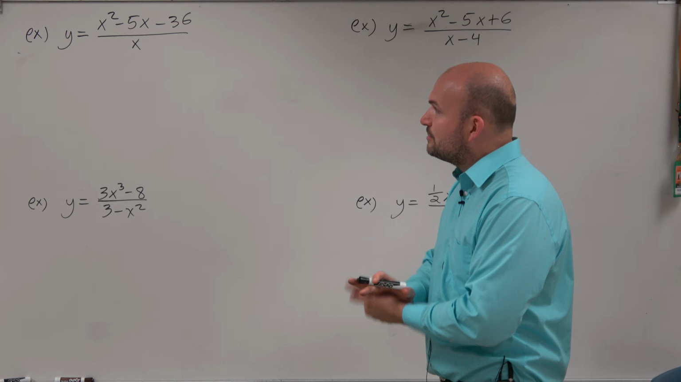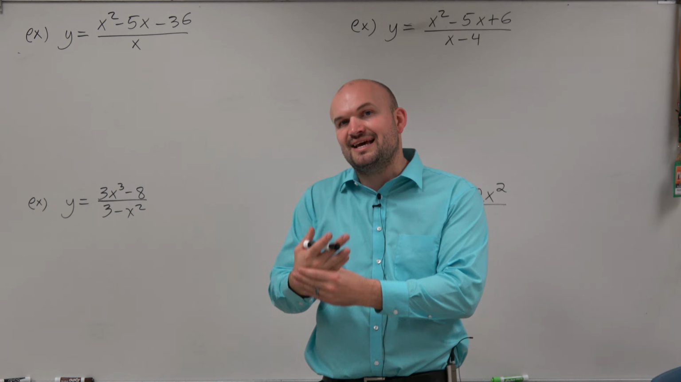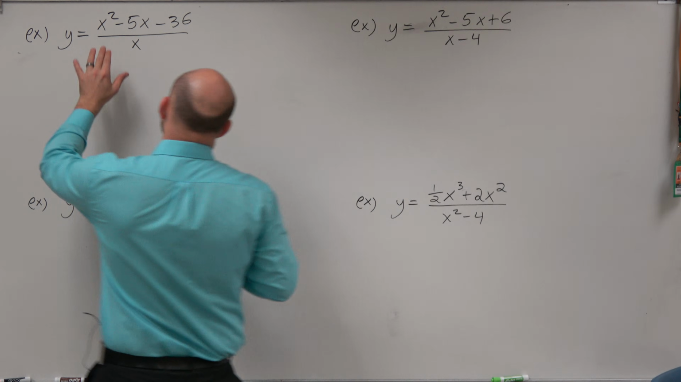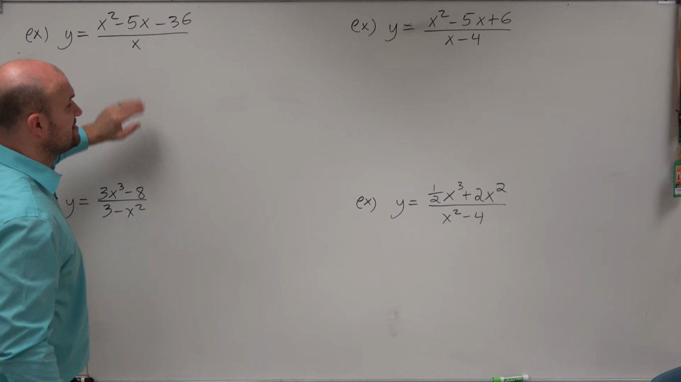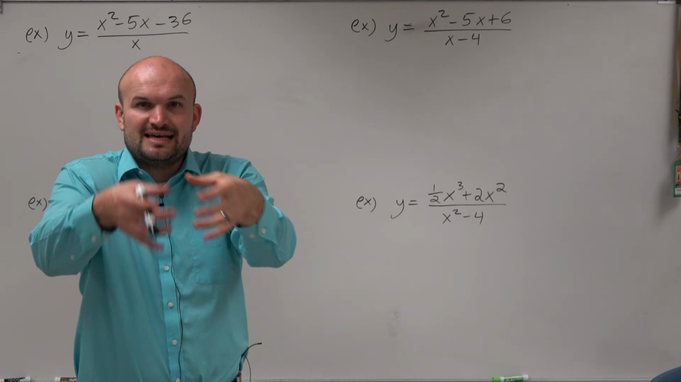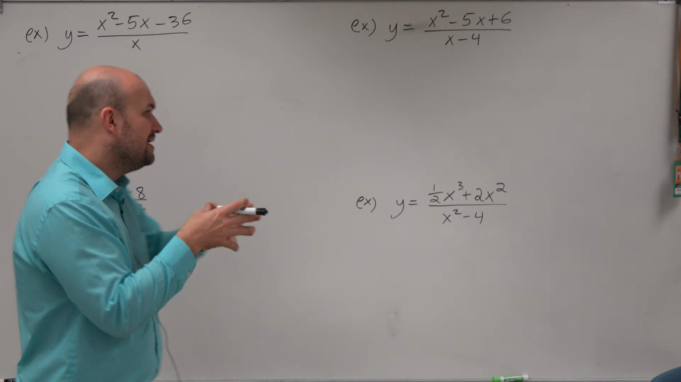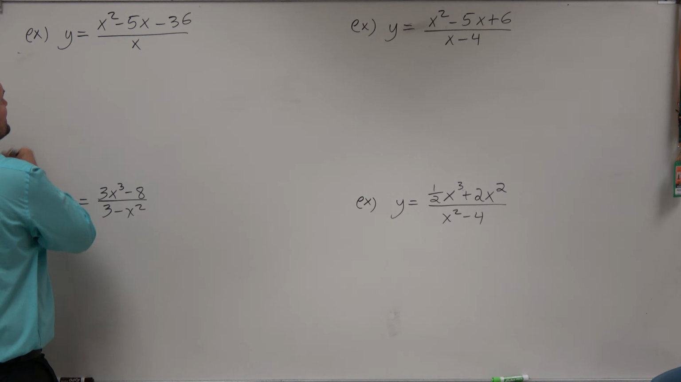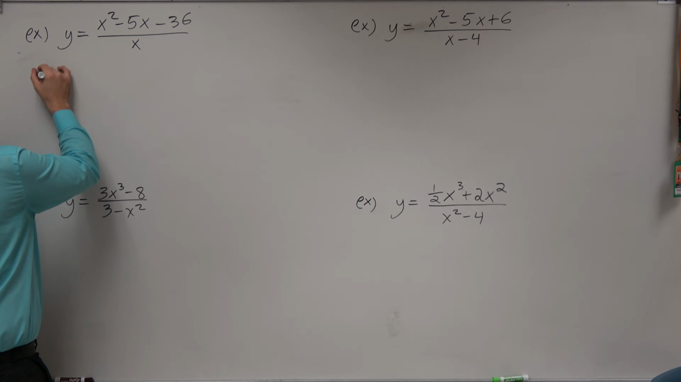So when we're looking at these problems, what we basically want to see is how we can divide them. In the first example, we have x squared minus 5x minus 36 being divided by x. This one's a kind of special case because my denominator is a monomial. That means I can divide each and every one of these terms by x. So that's exactly what I'm going to do to start off.